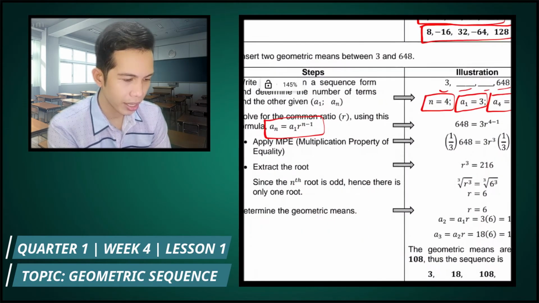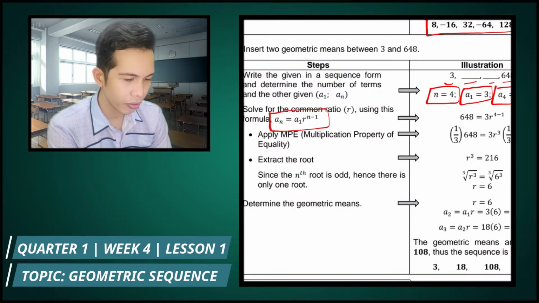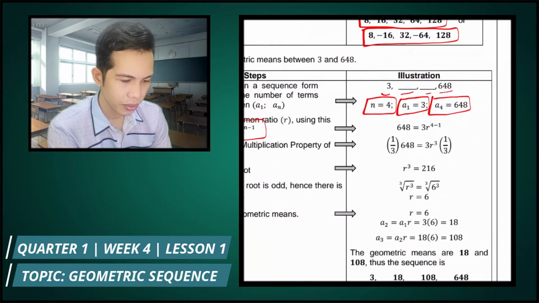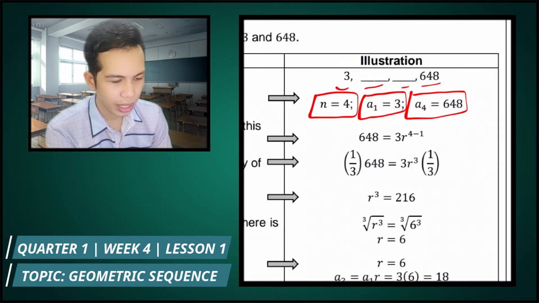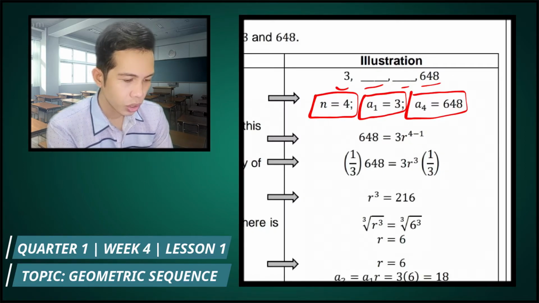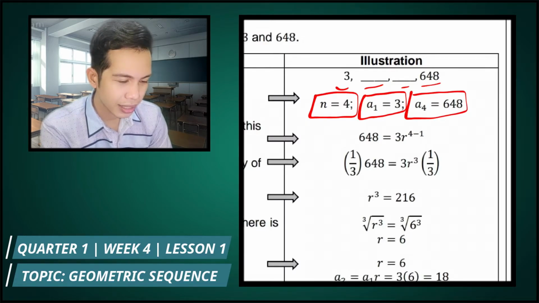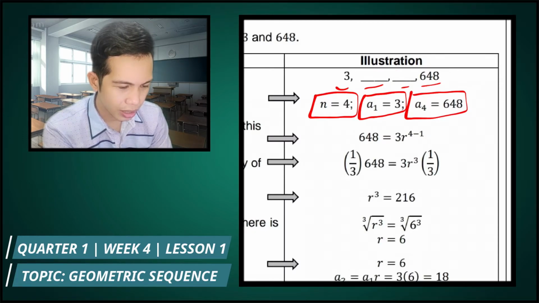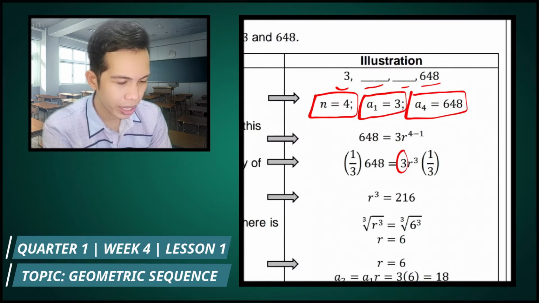Next, we are going to apply the multiplication property of equality. So, we can see here that the exponent has been simplified already, where 4 minus 1 becomes 3. To apply the multiplication property of equality, we are going to multiply both sides by 1 over 3. You may be asking, why 1 over 3? It's because the reciprocal of 3 is 1 over 3, and it's the only way we can divide out the coefficient 3 to solve for r.